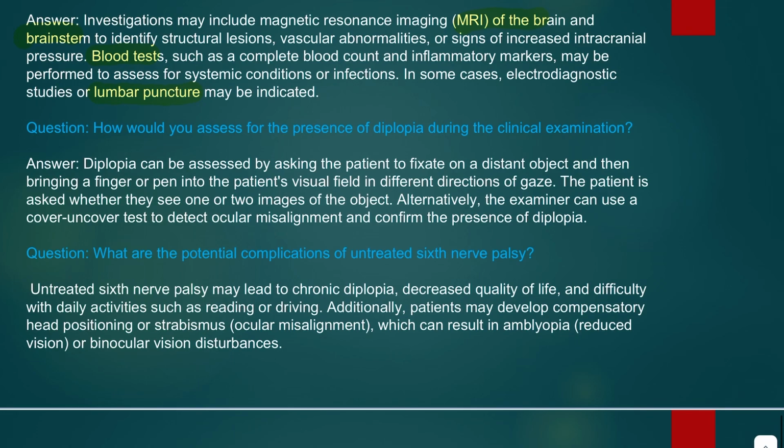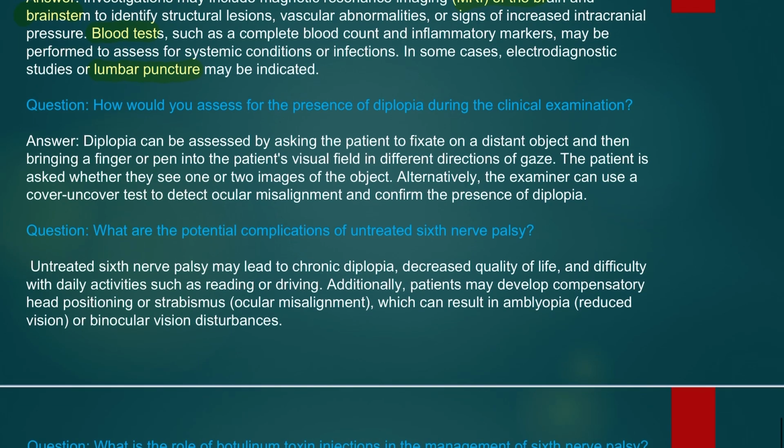So how would you assess for the presence of diplopia during the clinical examination? So diplopia may be assessed by asking the patient to fixate on a distant object and then bringing a finger or pen into the patient's visual field in different directions of gaze. And the patient is asked whether they see one or two images of the object. And this is one method. Or alternatively, the examiner can use a cover-uncover test to detect the ocular misalignment and confirm the presence of diplopia.